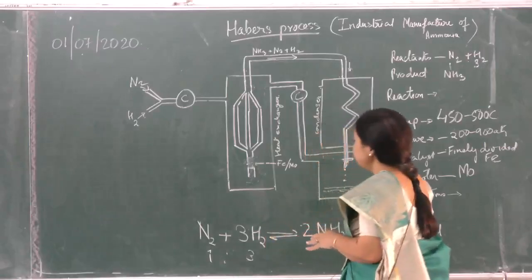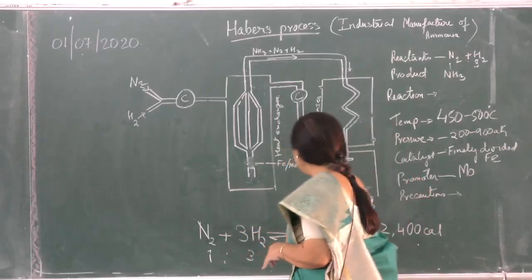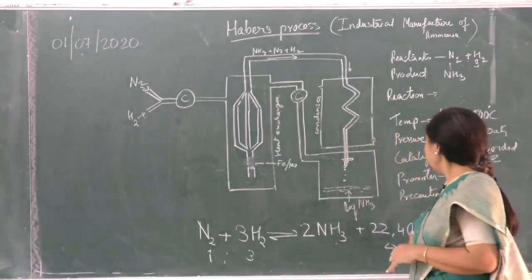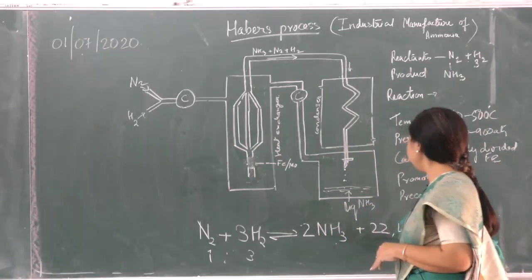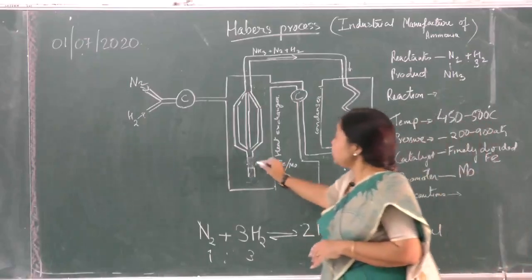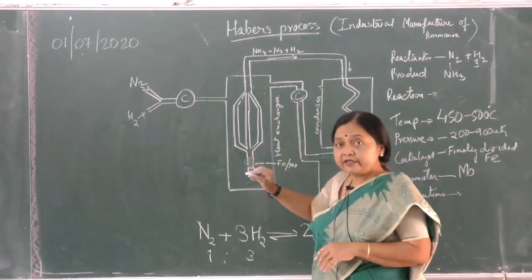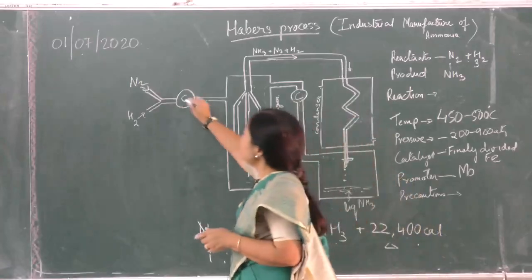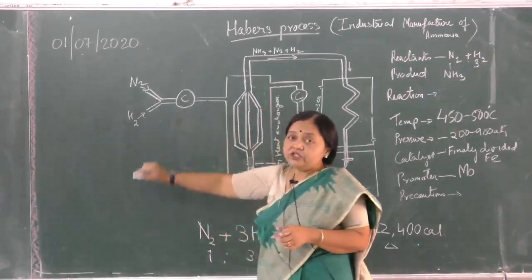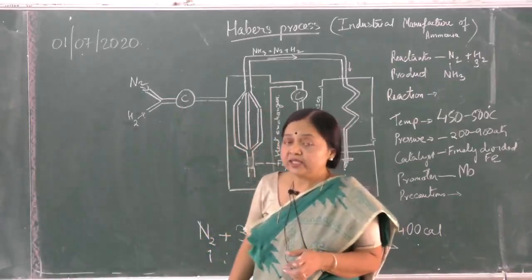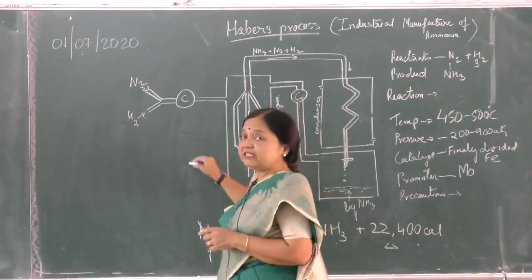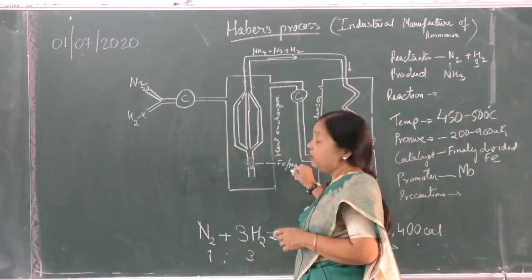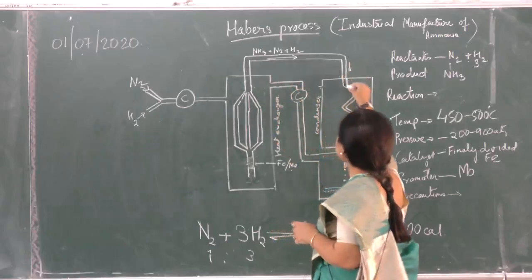So the reaction is N2 plus 3H2 giving 2NH3, an exothermic reaction releasing 22,400 calories. Initially it has to be heated to 450 to 500 degrees to start off the reaction. Then it becomes exothermic in nature. What are the gases that have to be removed? CO, CO2 and H2S, hydrogen sulfide, because they poison the catalyst. The catalyst is Fe, the promoter is Mo, and then the gas is passed and liquefied.